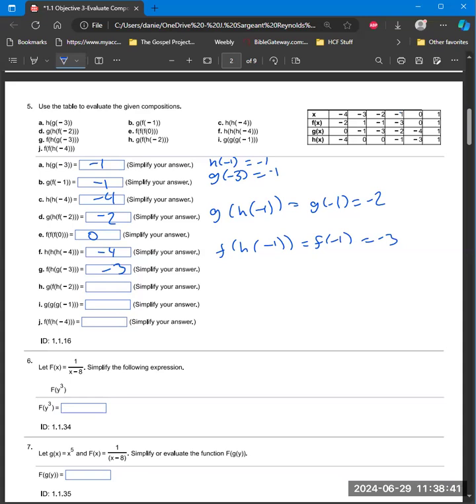g of f of h of -2 is 0. f of 0 is 0, and g of 0 is -4.